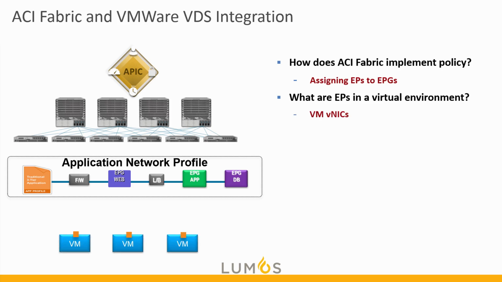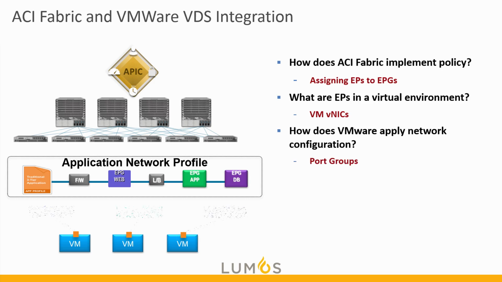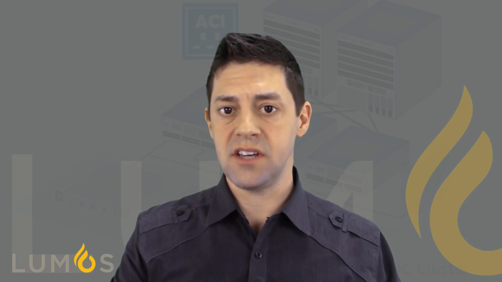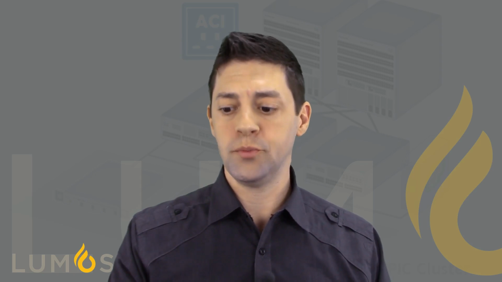They're VM NICs, virtual machines really, but VM NICs are how we see the endpoint really. And then how does VMware apply network configuration through port groups, as we began to talk about? How are endpoint groups exposed to VMware? We do this by mapping endpoint groups to VMware port groups. And really, when we create an endpoint group in Cisco ACI, it creates a port group in VMware.